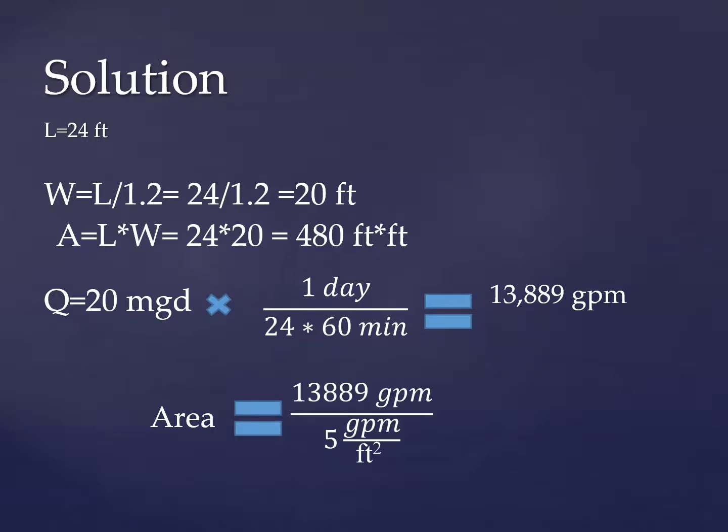Now the area will be 13,889 GPM, gallons per minute, per 5 GPM per square feet. You see why we actually converted million gallons per day to GPM, as you see here. In the numerator we have GPM, and in the denominator we also have GPM, so we can cancel the GPMs. If you divide this number by 5, we will find 2778 feet squared. That is the area for the filters.